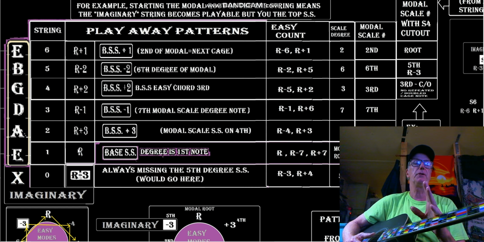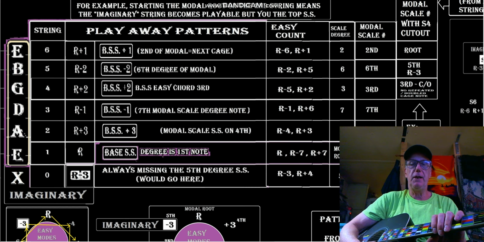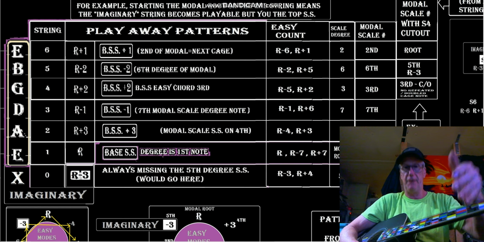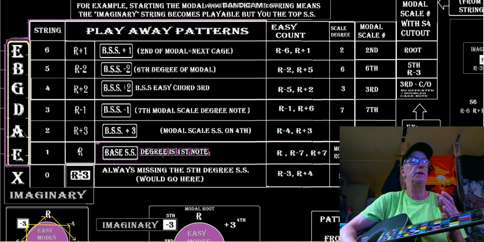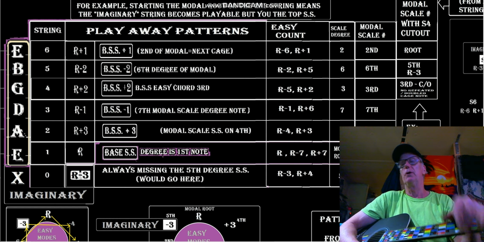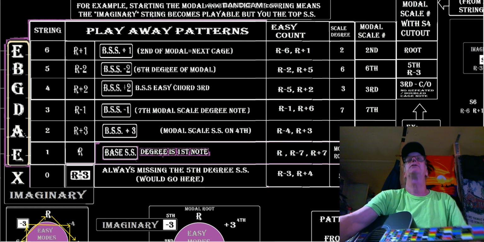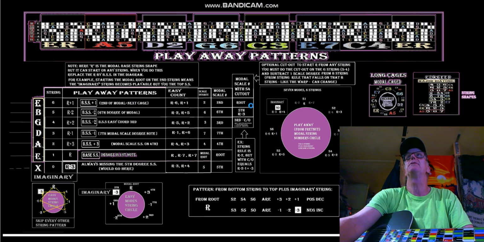Now when I say plus 3, I mean 3 scale steps. So do, re, mi. That's 3, even though there's a half step in between do and re, and a half step in between re and mi, right? We're talking about scale steps here. So the string shapes are actually scale fragments, part of a scale. So let's look at that.